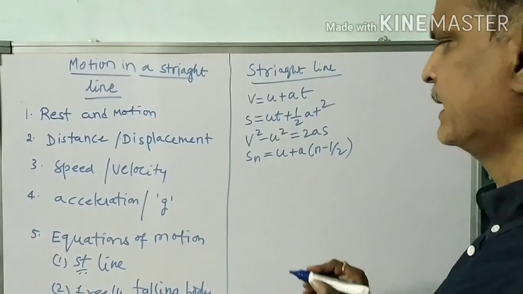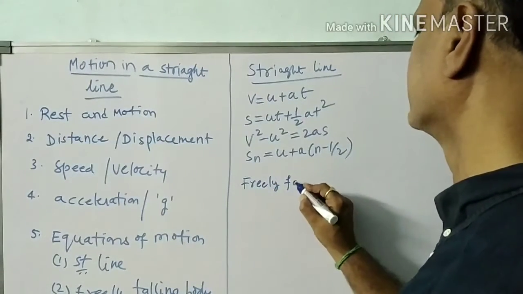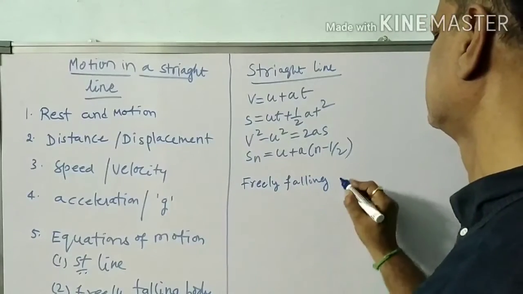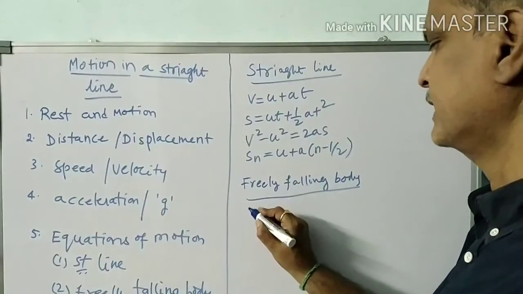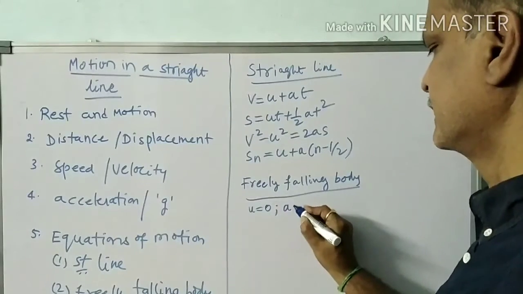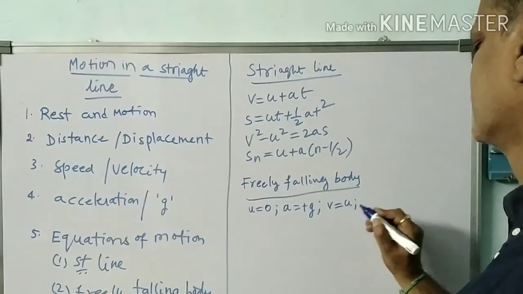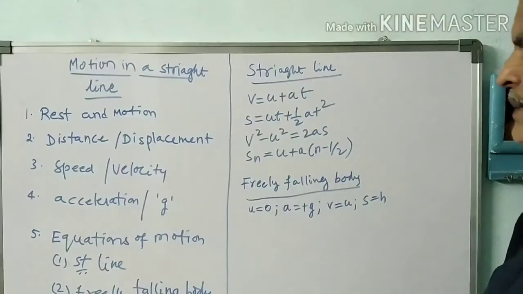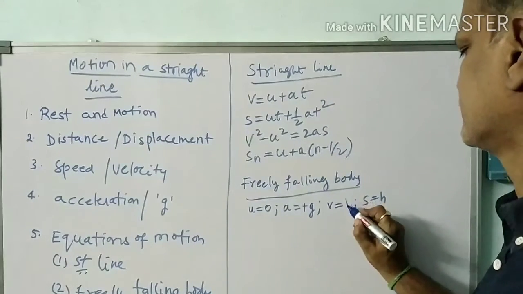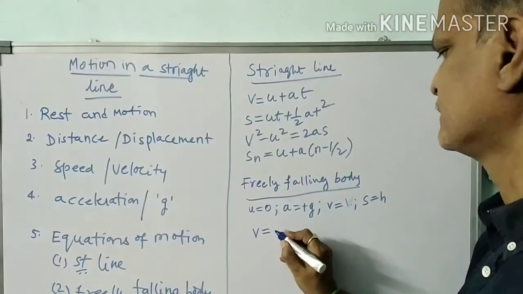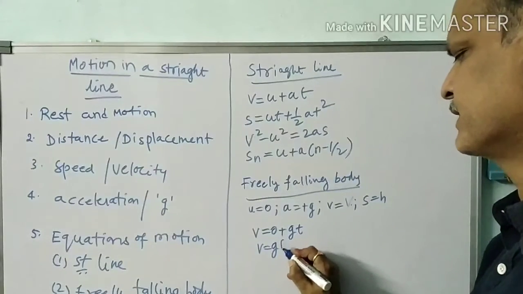Now these are the equations of motion in case of a body moving along a straight line. And if you go for a freely falling body, that is, when a body falls freely, then we have the conditions: U is equal to 0, A is equal to plus G, V is equal to V, S is equal to H. If you substitute these values in the above equations, then V is equal to U, which is 0, plus, in place of A, G. So V is equal to GT is the first equation.